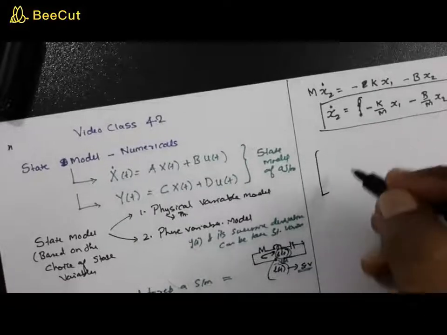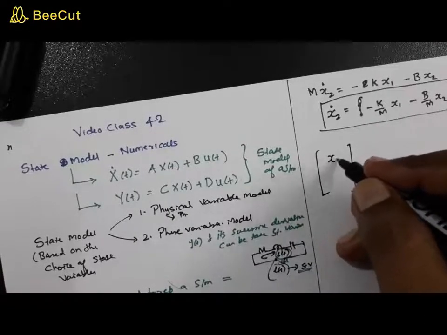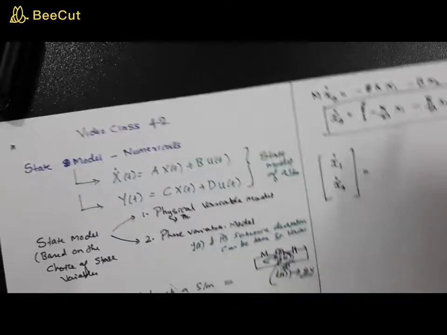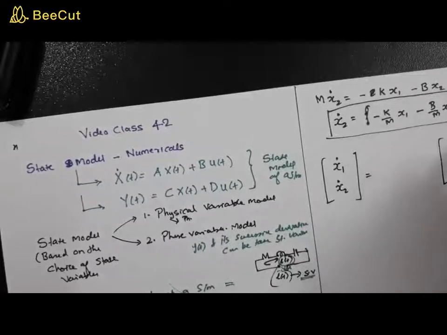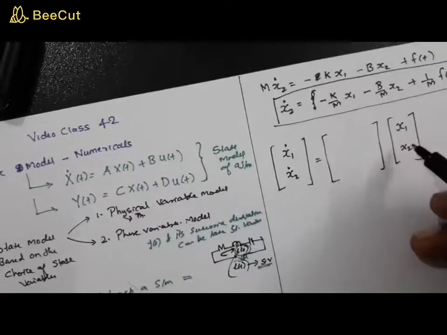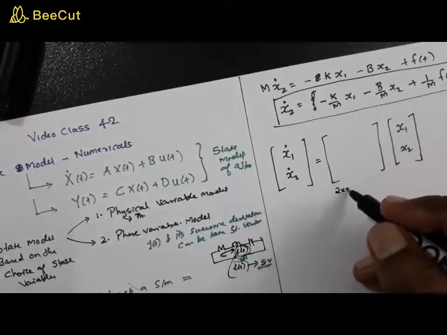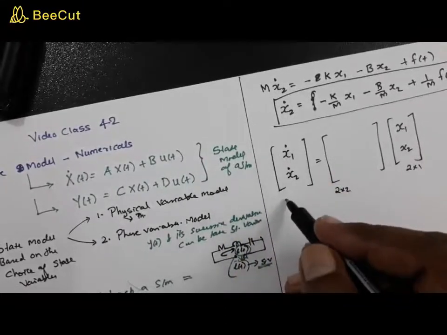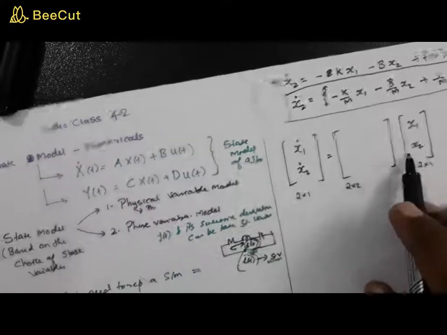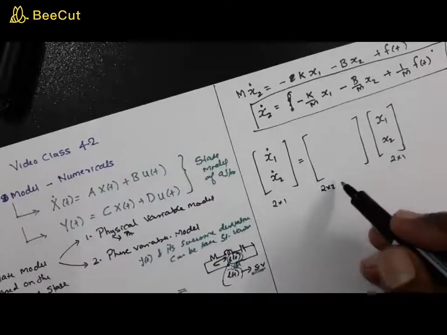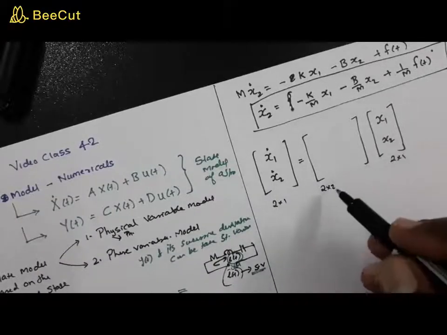So the first matrix is x1 dot and x2 dot is equal to, okay, the first part will be the state variable, so this will be x1 and x2. And what must be this matrix? Since there are two state variables, this matrix has to be a 2 by 2 matrix. This is a 2 into 1 matrix. Now the result must be, what is this? This is again a 2 into 1 matrix. So upon this multiplication, you need to get a 2 into 1 matrix. Definitely this will be giving a 2 into 1 matrix because the multiplication is conformable.